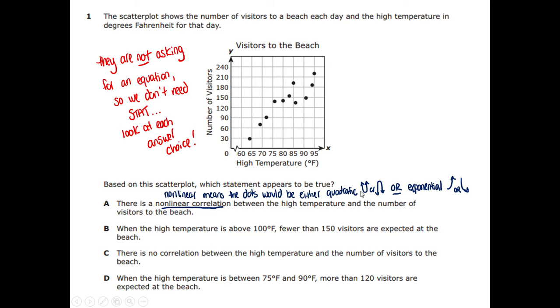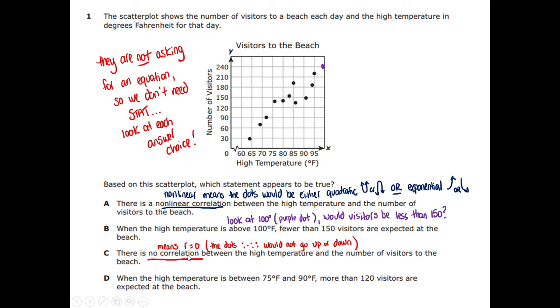Here's another hint on B. On B it says if the temperature is above 100. Well, 100 is not on our graph, but the temperature is on the x-axis. So if I put this purple dot here at the top, then we can answer this question, and would it be less than 150? You decide. Now if you need another hint, C is talking about no correlation. No correlation is talking about your correlation coefficient, which is R, which means your dots have to be kind of scattered horizontally and not going up as a positive slope or going down as a negative slope.